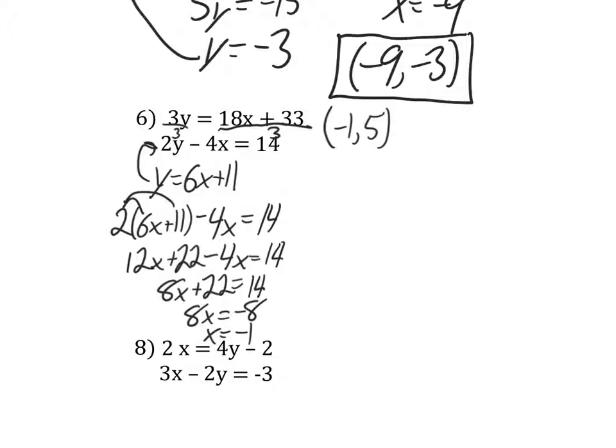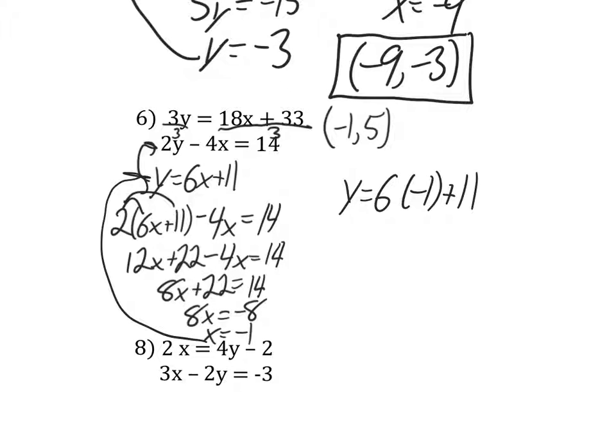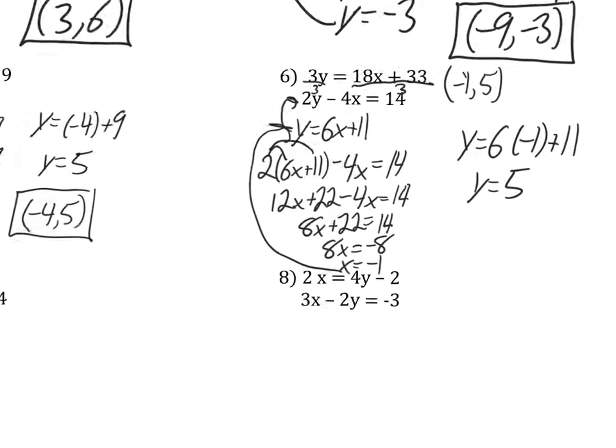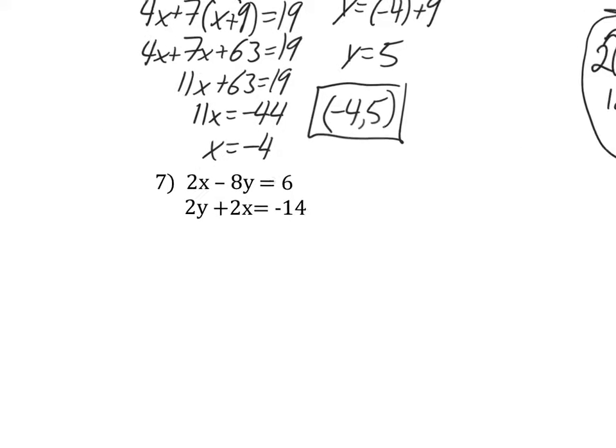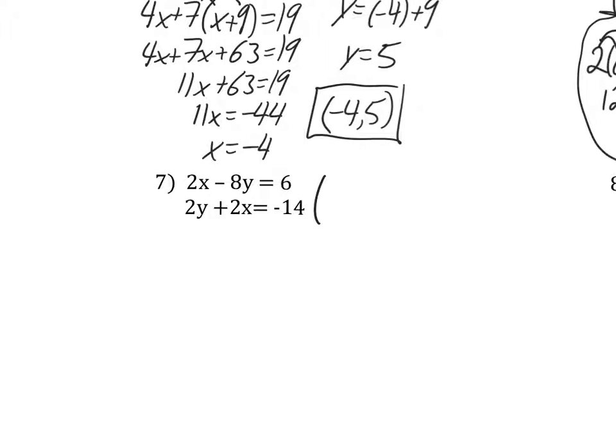The next part, let's plug this back in to my equation up at the top. So y equals 6. Instead of x, I'm going to put -1 plus 11. So y equals 5. So I got that answer up there. My next one, my answer I should have gotten is -5, -2. Let's just double check how I did that.